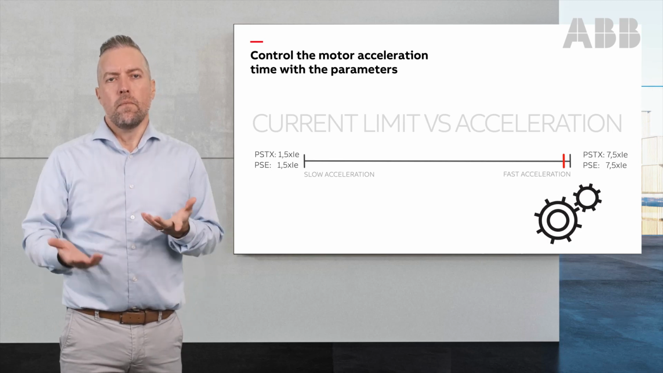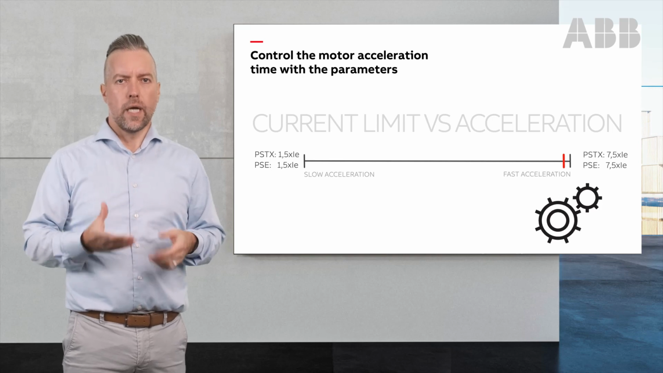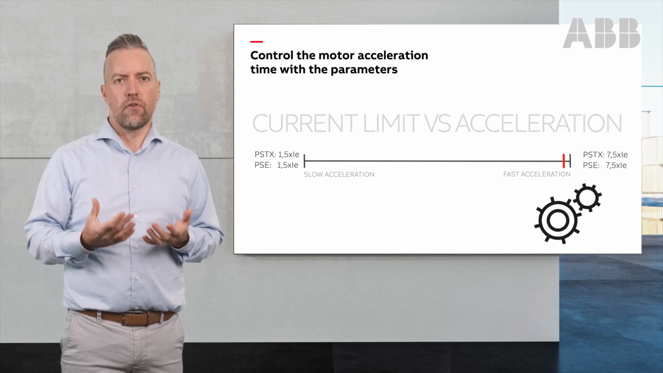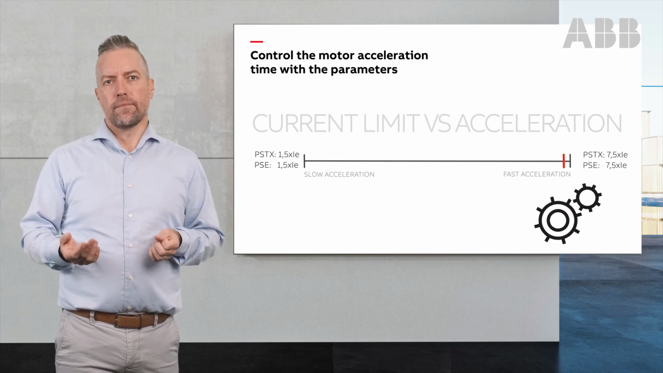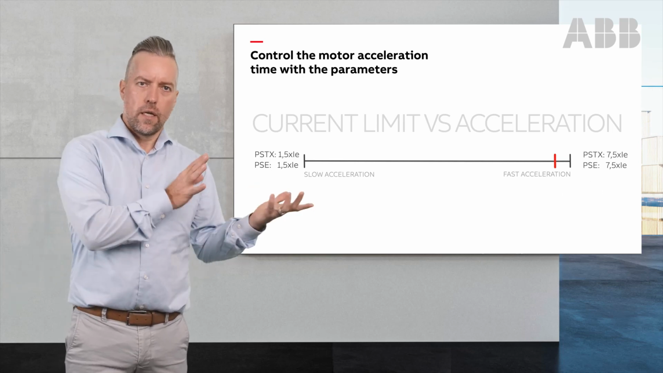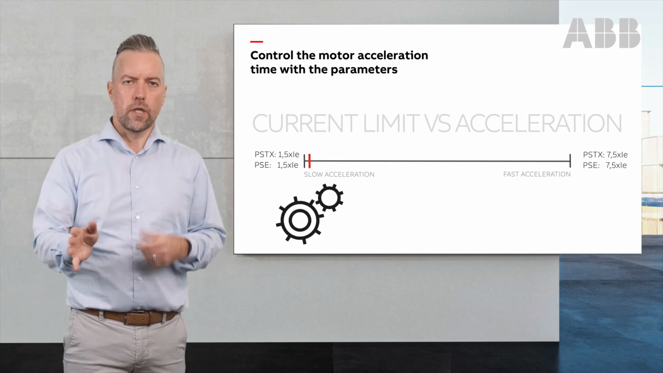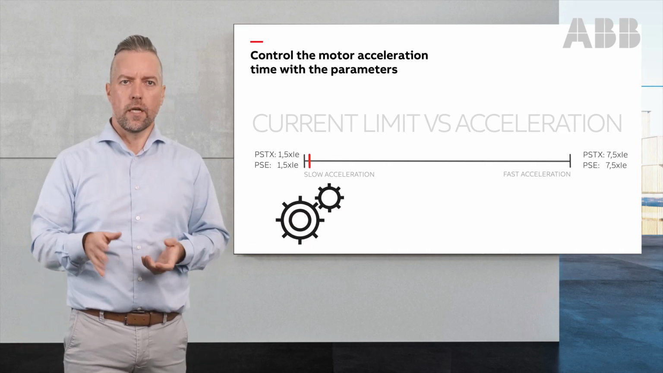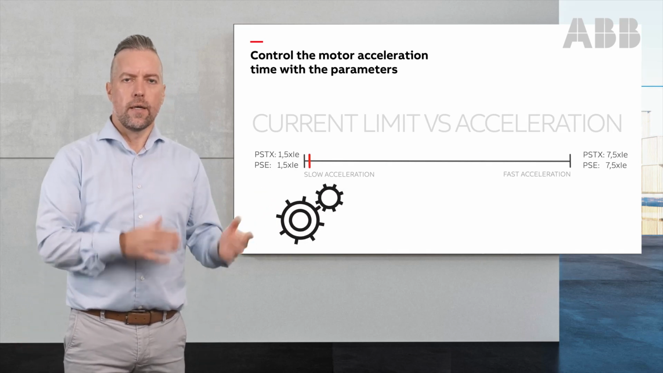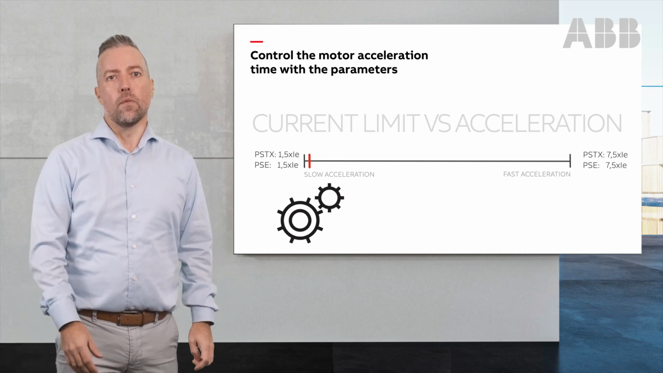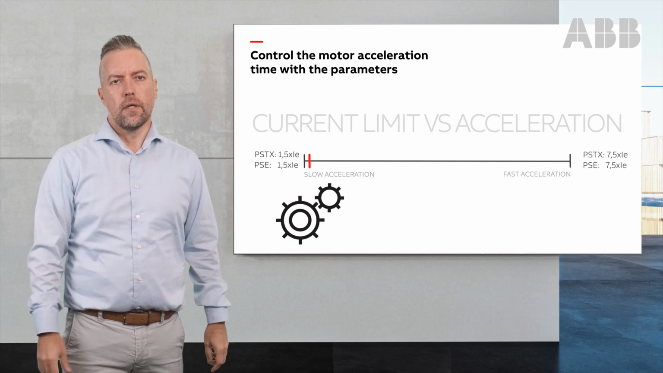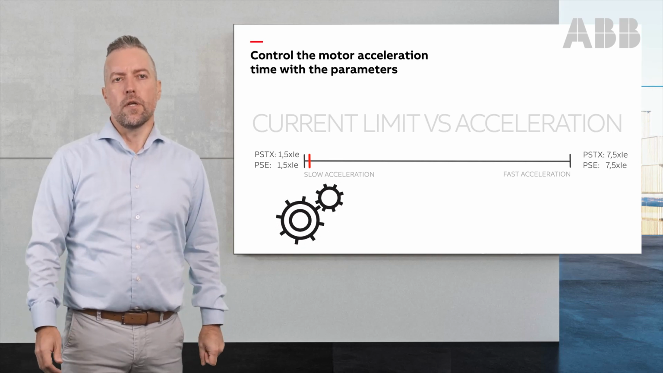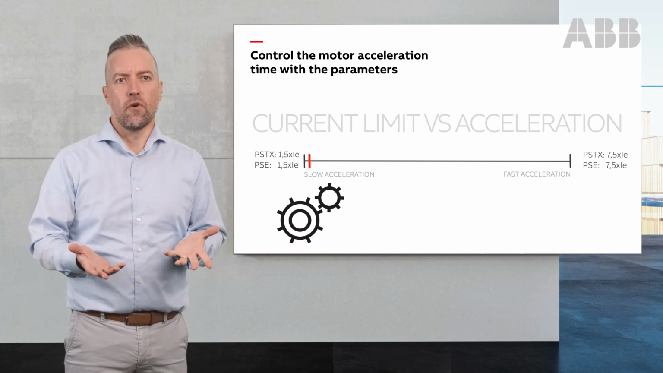But a good middle ground that we know most applications will start from is 4 times IE. If you want a slower acceleration, you can play with the current limit and lower the nominal current by reducing the amount of current. The minimum you can put in is 1.5.